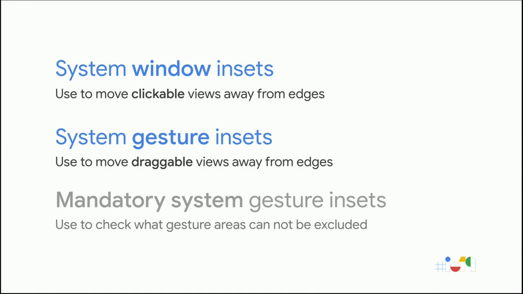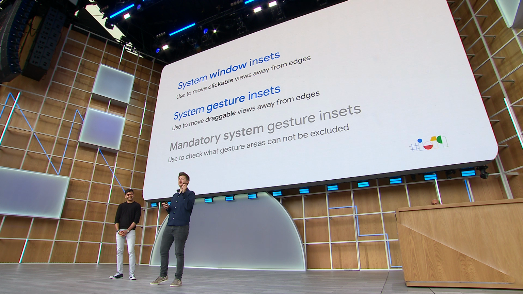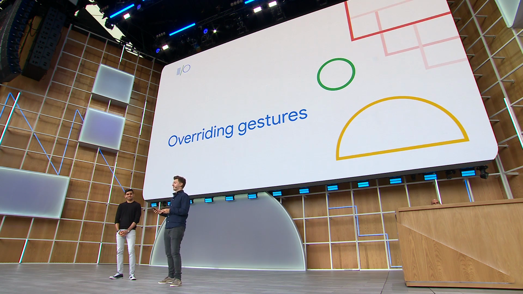Over to Rohan. Oh, no, right. Maybe not over to Rohan. So as a quick overview, system window insets are clickable, gesture insets are draggable, and mandatory system gesture insets are used to check for the exclusion APIs. I'm actually over to Rohan.